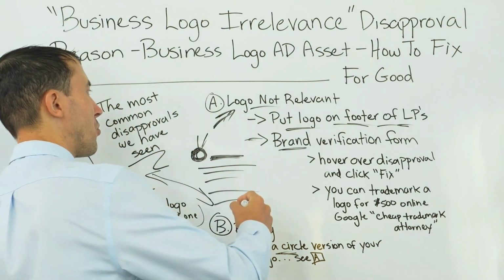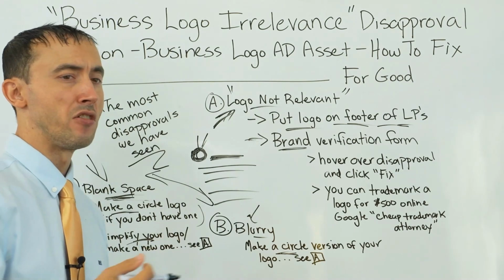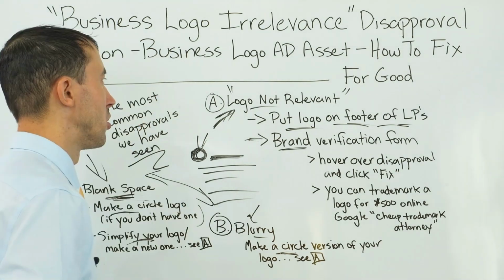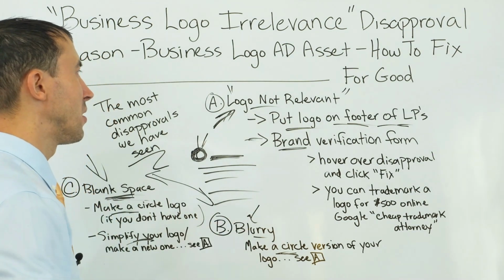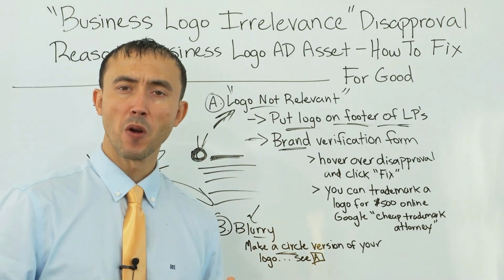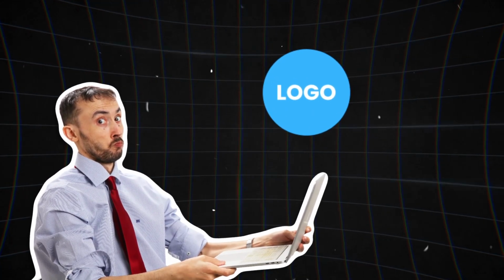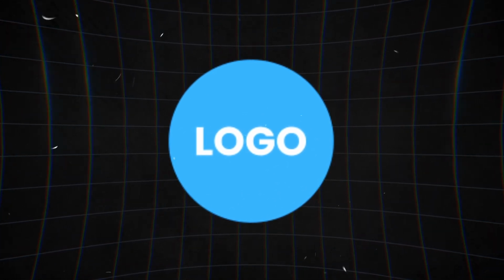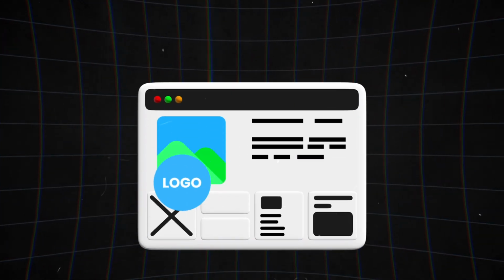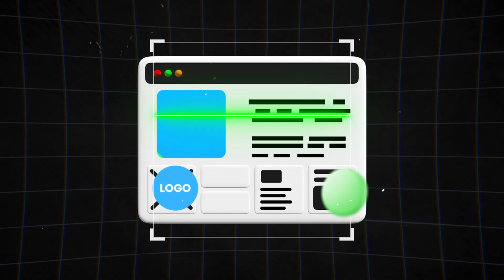So first of all, dealing with the logo not relevant reason that Google gives you when you look at the disapproval status. For the most part, it's because your logo is not on your website. The easiest way to fix this is to take your circle logo, not just your logo in general, but the circle logo that you're using pixel for pixel on your Google ads, and put it in the footer of your website so that the ad crawler can scan your website and see it, approve it, and get you approved again.